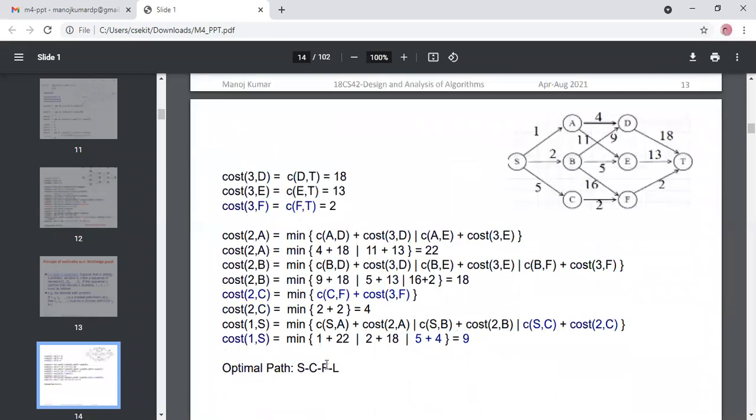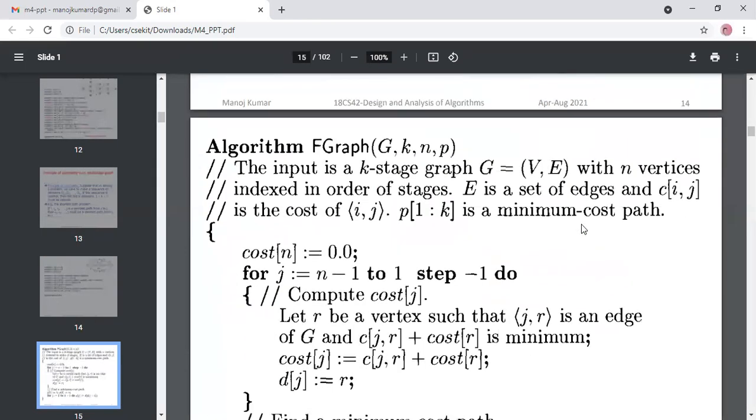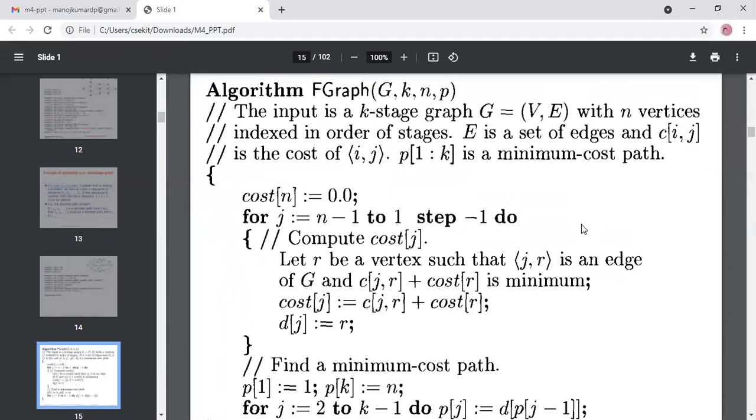Okay, so we will be taking it like this. Cost of 3 comma D is equal to C of D comma T. So the optimal path you can tell is S to C, C to F, and F to L. So coming to the algorithm, you can take it like this.